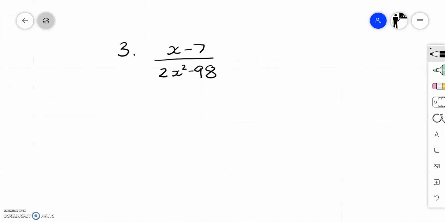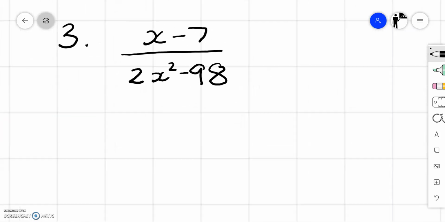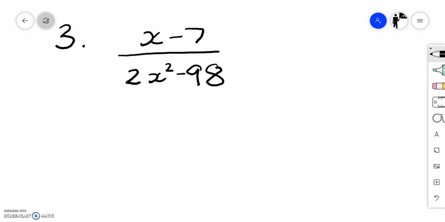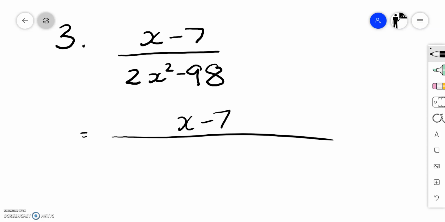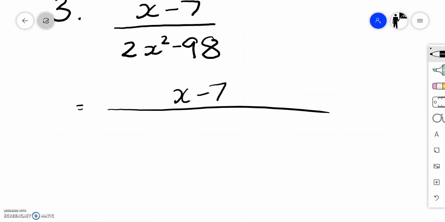Example 3. x minus 7 over 2x squared minus 98. In order to simplify this algebraic fraction, we need to factorise. Let's have a look at the numerator. Is there a common factor? Is there a difference of squares? No, I can't factorise this numerator. So see the fact that I've got an x minus 7 here? It's maybe likely that I'm going to have an x minus 7 somewhere on the denominator.